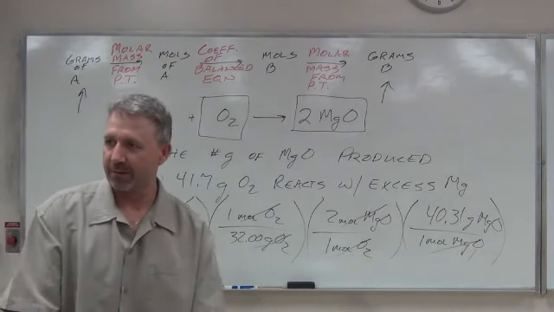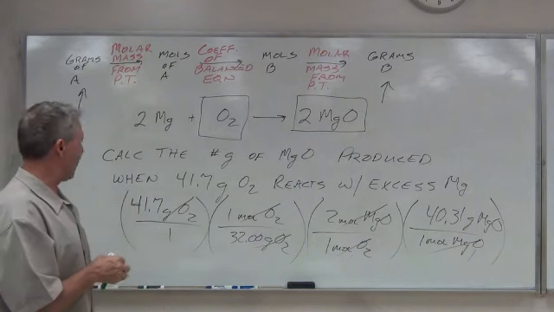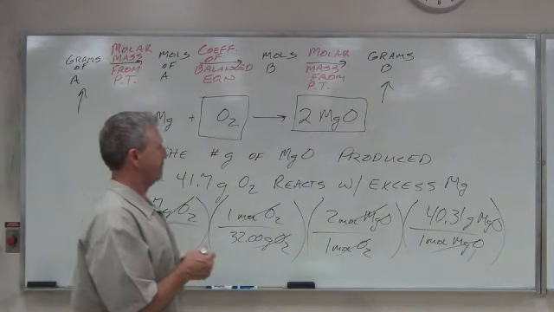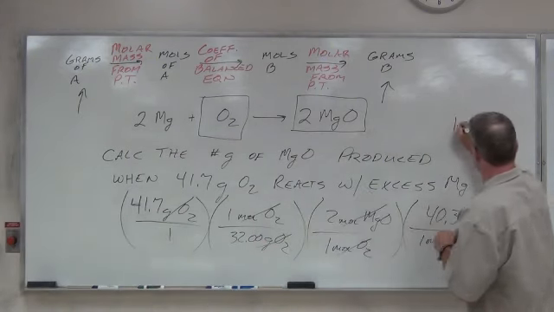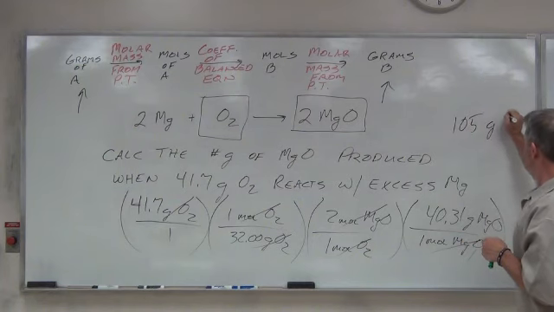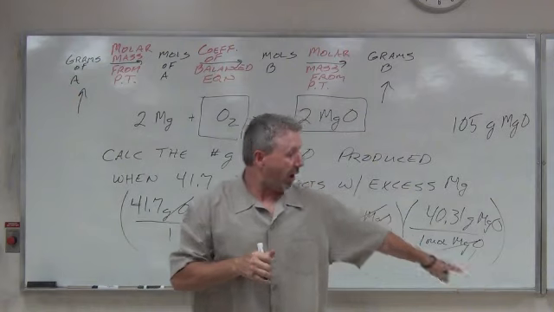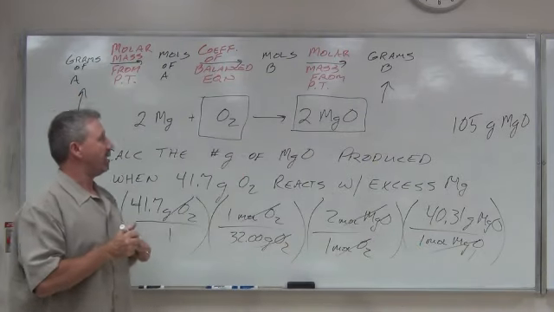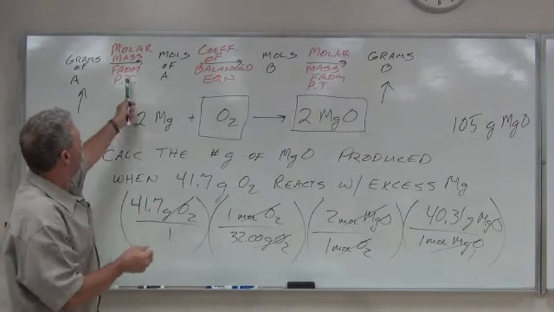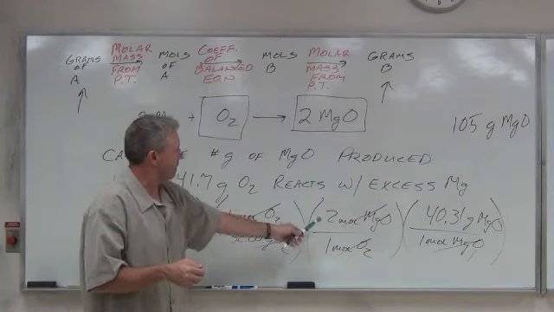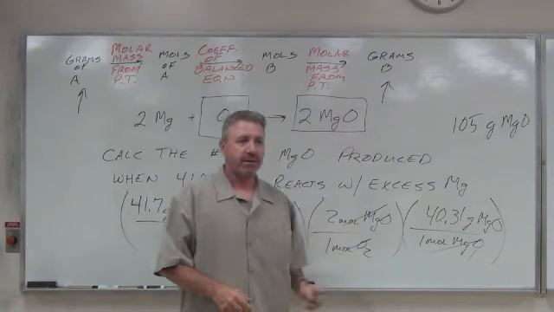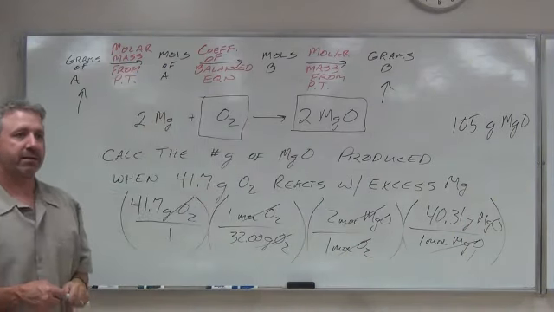What is that answer? 105. The 3 significant digits. That's as hard as a calculation can get. One where you use all 3 conversion factors. That's as hard as it gets.